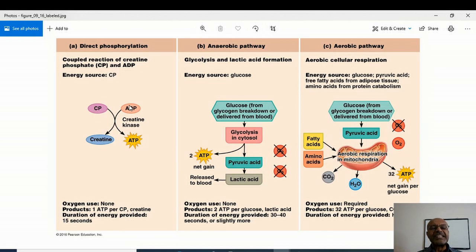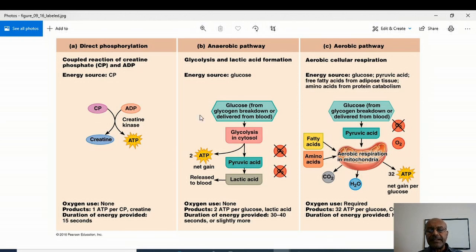So this is reversing that process. It brings and attaches phosphate with ADP, producing ATP and creatinine being released as a byproduct. So this is the single enzyme method of ATP production. That's one of them, and this is the fastest.